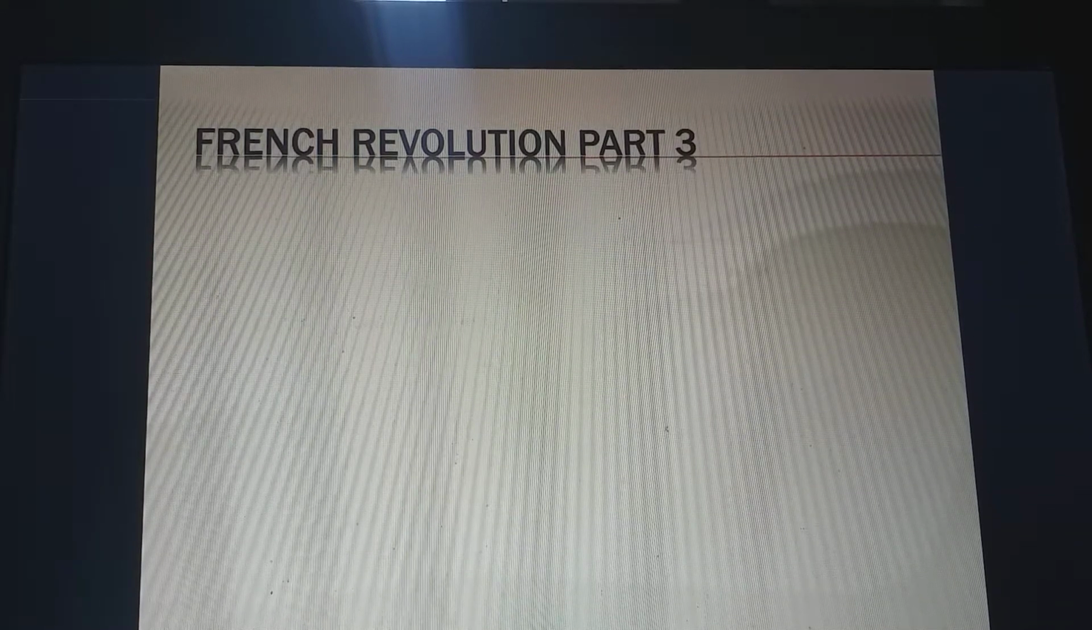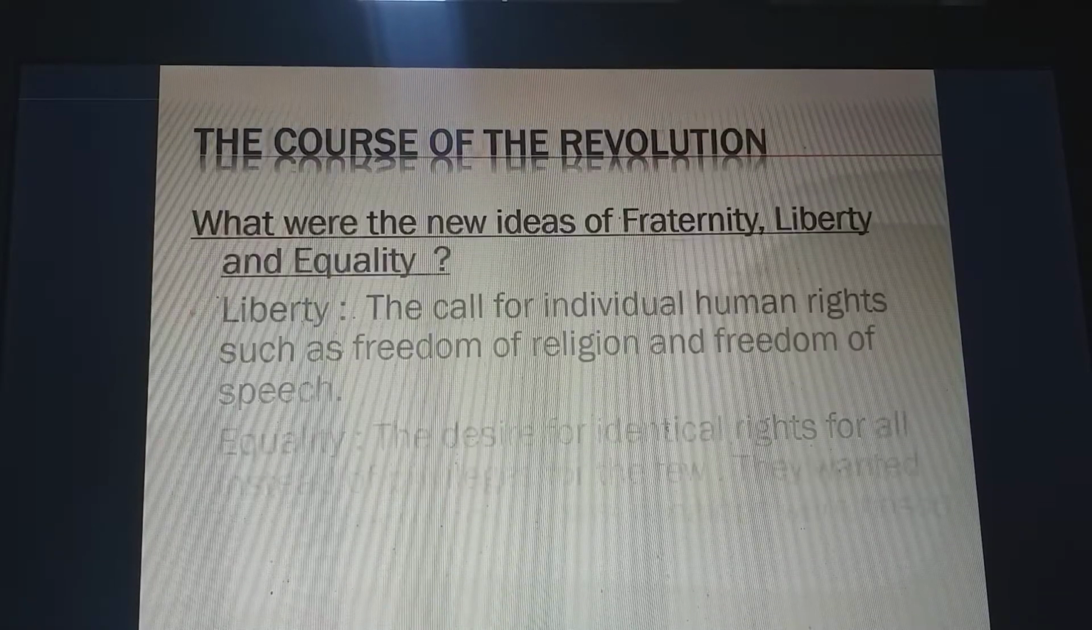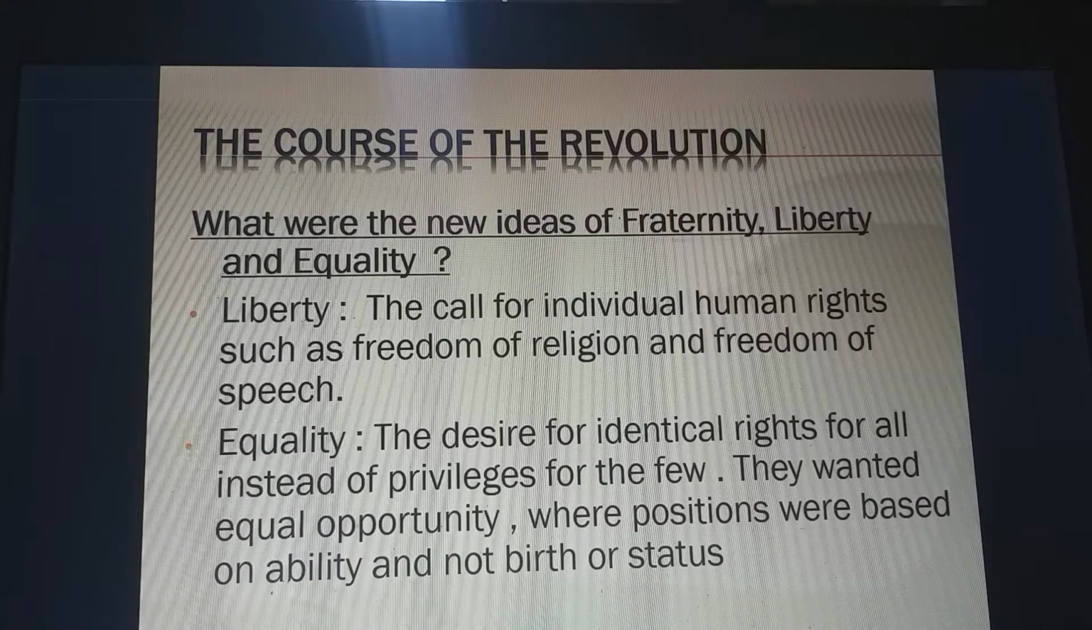Going to move on. You should have now done Activity 2, page 72. So let's have a look at the course of the revolution. This is the route that the revolution took, all right, the course, not the cause. Causes of the revolution we've done.